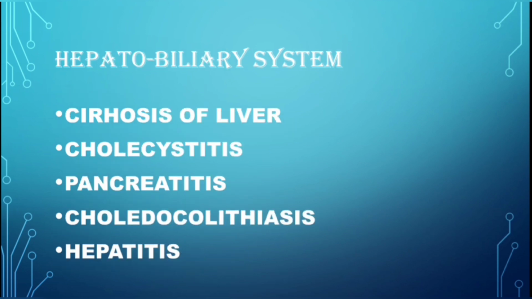Coming to the hepatobiliary system, cirrhosis of liver is important, cholecystitis is important, pancreatitis is important, choledocholithiasis, and hepatitis. Hepatitis has various types, like A, B, C. There are so many, so we should know about it.